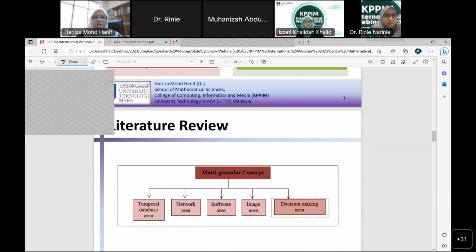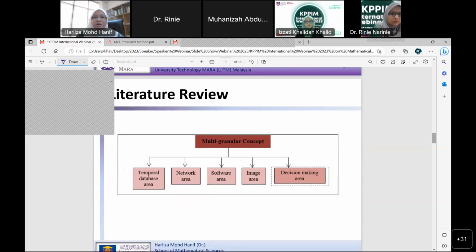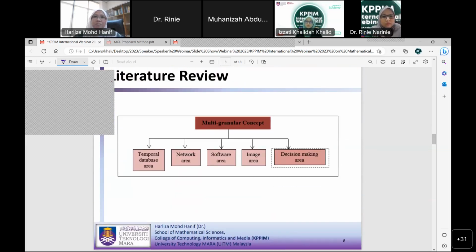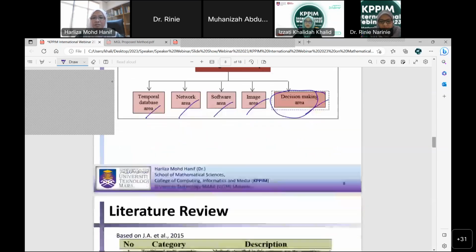Okay, as for literature review, MGL, the multi-granular concept, in the real world has been discussed in other areas also, such as temporal database, network area, software area, imaging area, and decision-making area. So for this research, we focus on the decision-making area that uses the concept of multi-granular.